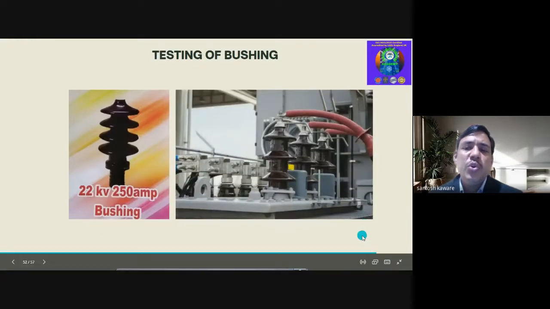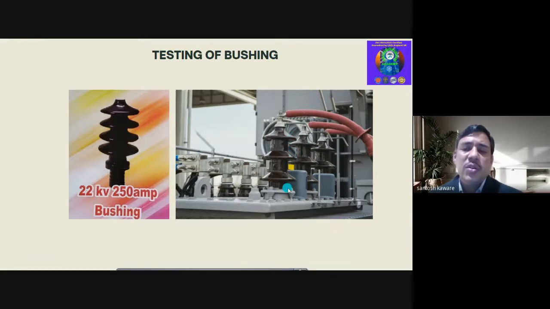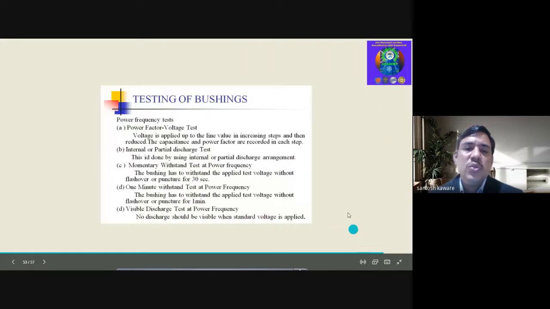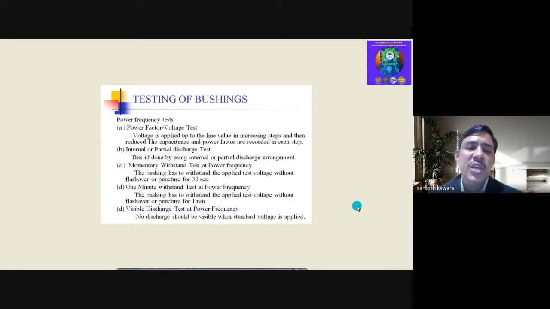The testing of bushings. Bushings are most important everywhere. Whether it is any device, any equipment, it gets connected through the bushings. So that bushing should get tested at the factory level itself. So these are some of the testings of the bushings, like power frequency test.